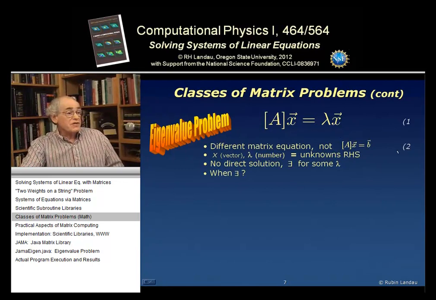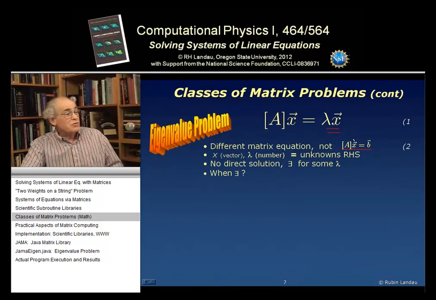If you look at what we've seen before, equation 2 here, our system of linear equations is AX equals B, well, we know the right-hand side. Here, in the eigenvalue problem, the right-hand side is unknown. That's what makes it so different. Being different is not always bad, but in this case, it's hard.